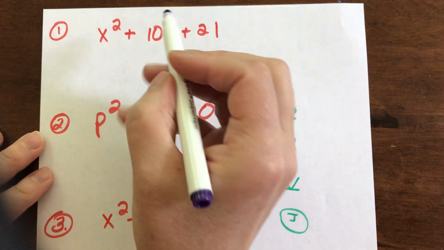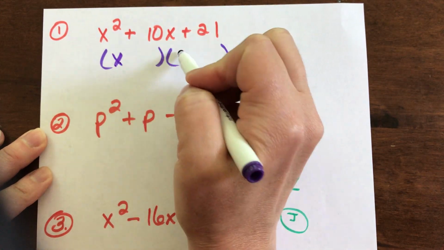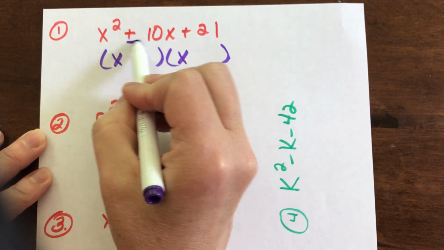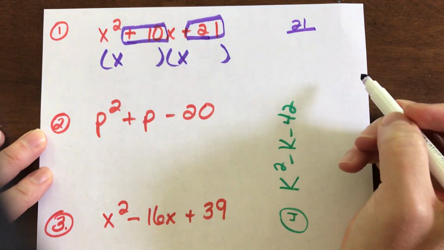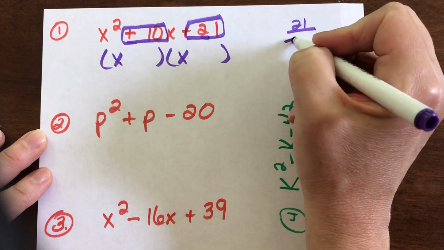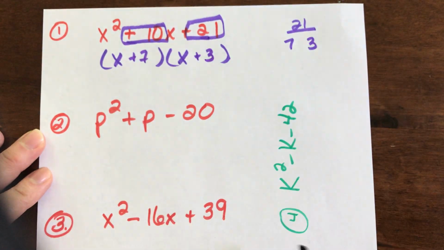All right, so look, I can do the shortcut on this one. I'm going to divide up my x's. My magic middle number is 10. My number on the outside is 21. So what are 2 factors of 21 that equal 10? That's easy, 7 and 3. So my answer is going to be x plus 7 and x plus 3.